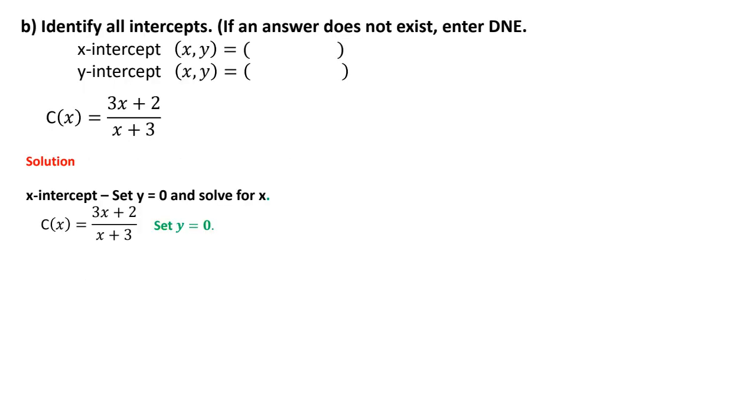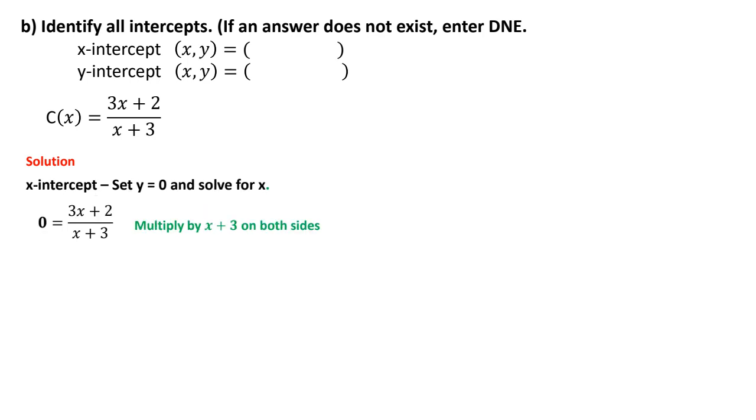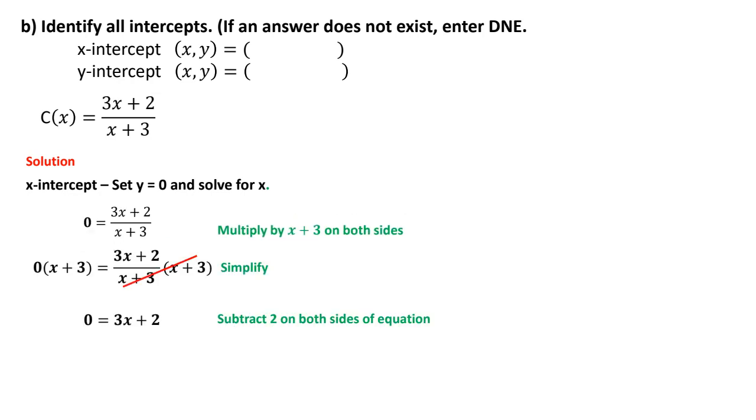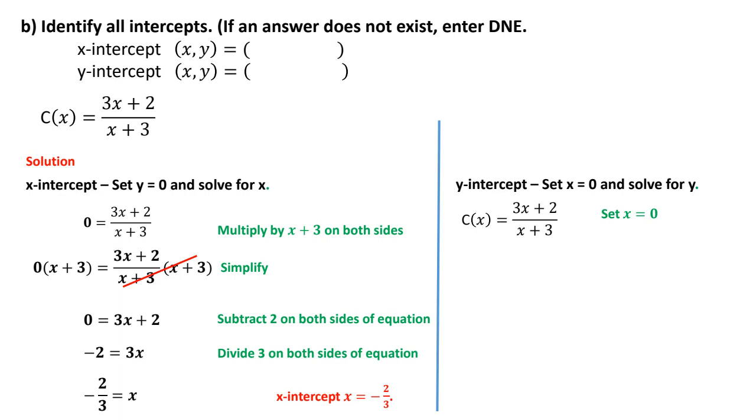All right, so let's find our x-intercepts. Again, we'll set y equal to 0. We're going to multiply both sides by x plus 3, and when I do that, I get 0 is equal to 3x plus 2. I'm going to subtract 2 on both sides, and then divide by 3 on both sides. So x equals -2/3. So I do have an x-intercept on this one: x equals -2/3.